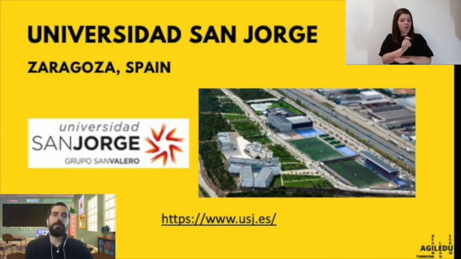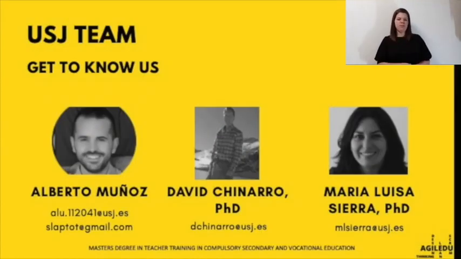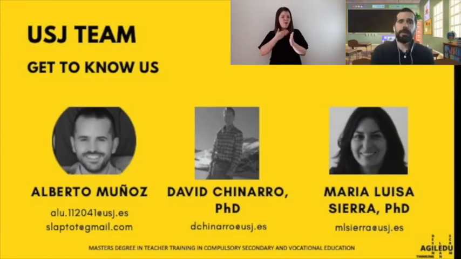Universidad San Jorge, located in Villanueva de Gállego, on the outskirts of the city of Zaragoza, was founded in 2005 and forms part of the San Valero group. So here we are. Now let me introduce my colleagues. The following are university teachers who helped with this document.